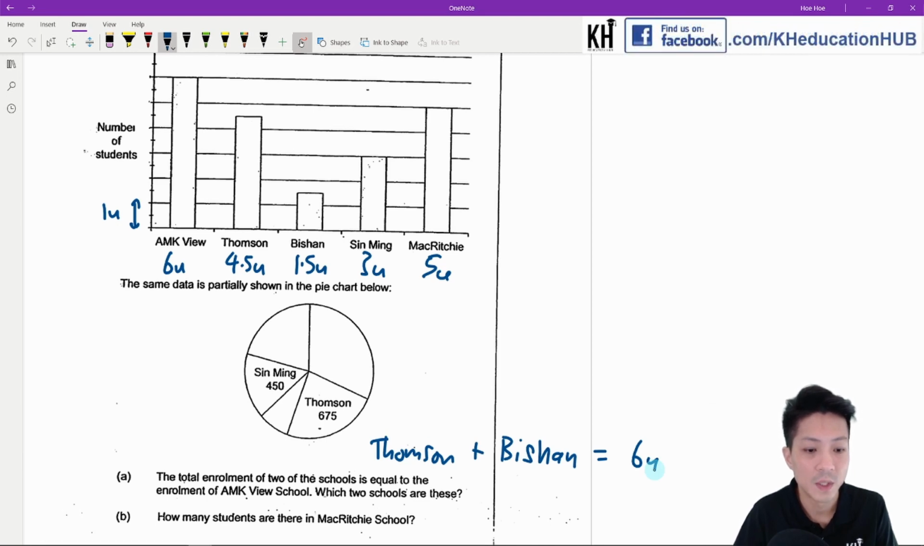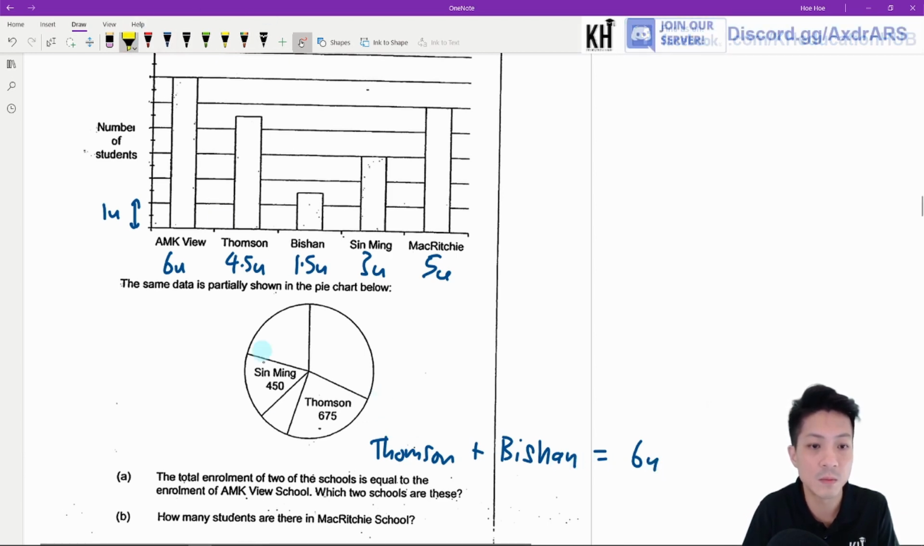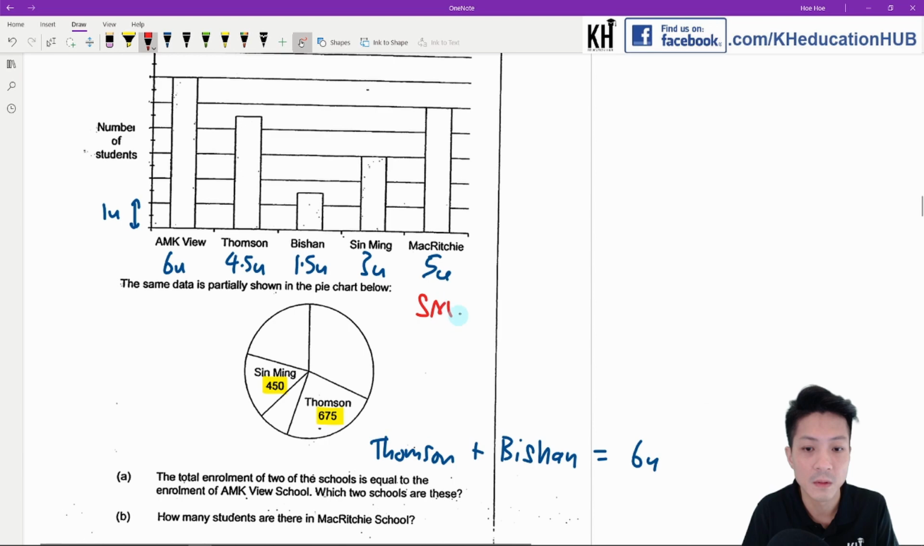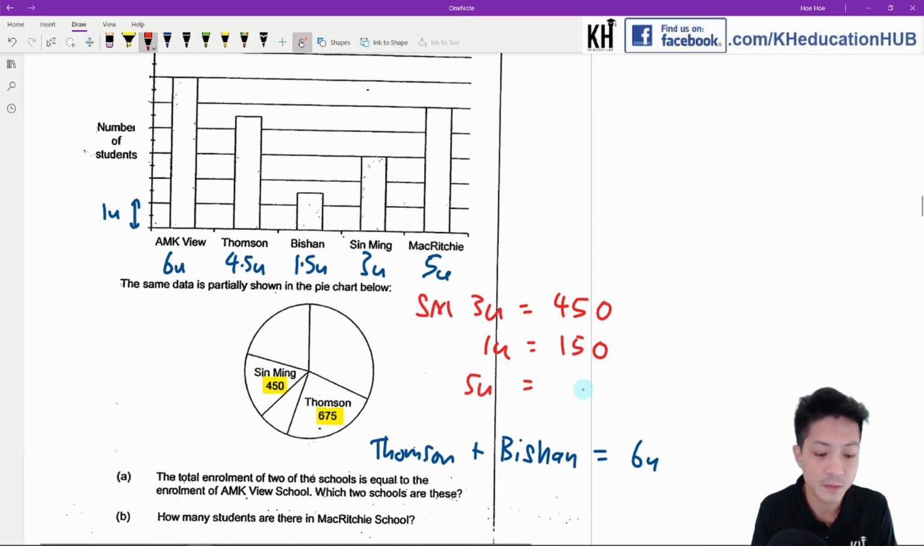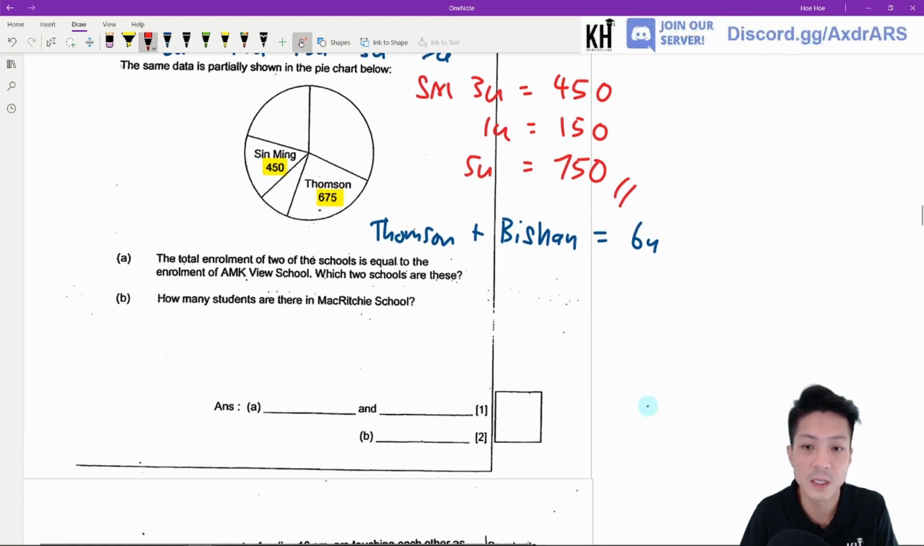Part B, how many students are there in McRitchie School? We do have some numbers over here in the pie chart. So I'm going to let 3 units be for Siming. 3 units is equal to 450. So I know that 1 unit is 150. McRitchie is 5 units, so it will be 150 times 5. It's going to give me 750. So that is the answer for part B.